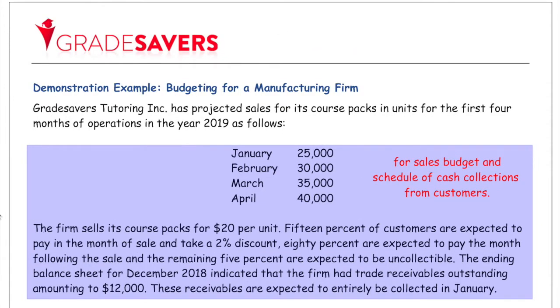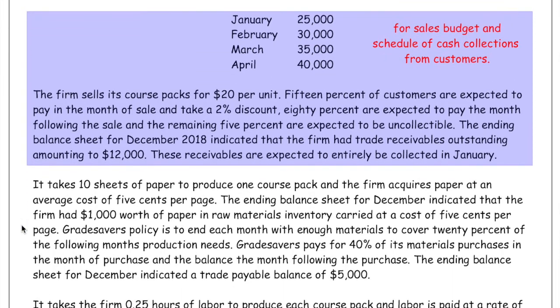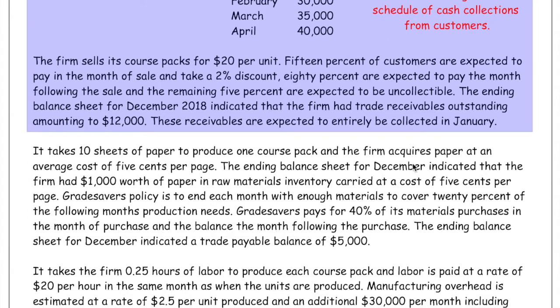If we continue to read, lower down it tells us that it takes 10 sheets of paper to produce one course pack, and the firm acquires paper at an average cost of 5 cents per page. The ending balance sheet for December indicated that the firm had $1,000 worth of paper in raw materials inventory carried at a cost of 5 cents per page. Great Savers' policy is to end each month with enough materials to cover 20% of the following month's production needs. The firm pays for 40% of its material purchases in the month of purchase and the balance in the month following the purchase. The ending balance sheet for December indicated a trade payable balance of $5,000.